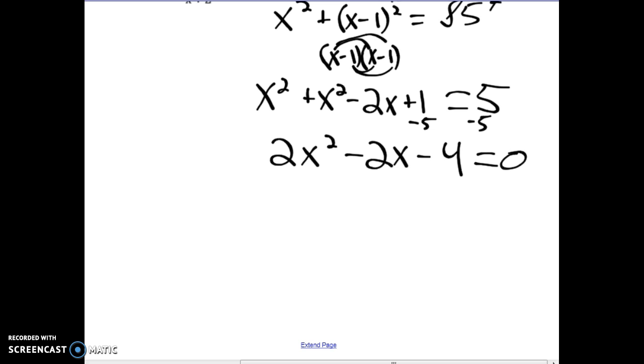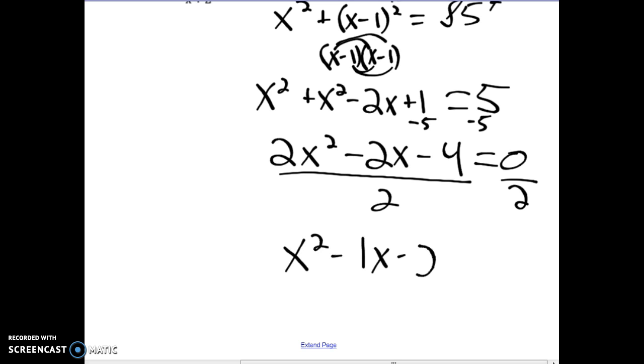So now from here, I have an x squared, I have an x, right? So I have 2x squared minus 2x minus 4 equals 0. That tells me I'm going to need to factor. Well, if I can, I'm going to divide everything by a greatest common factor. In this case, I can divide everything by a 2. So that would leave me with x squared minus 1x minus 2 equals 0. If you don't want to write that 1, you don't have to. I like to because it helps me keep things straight.